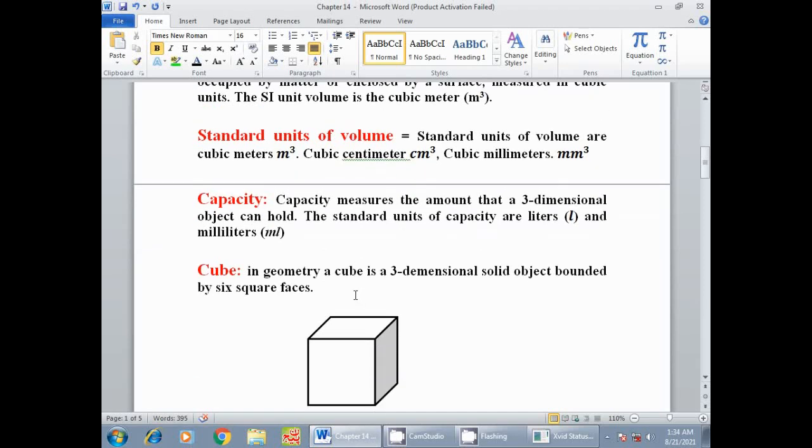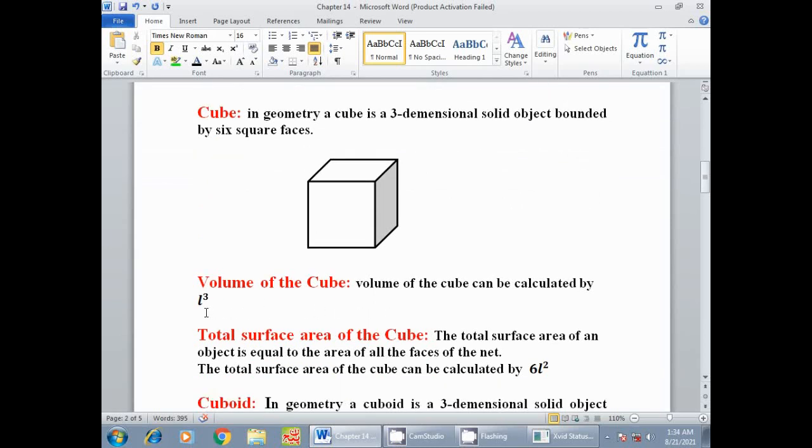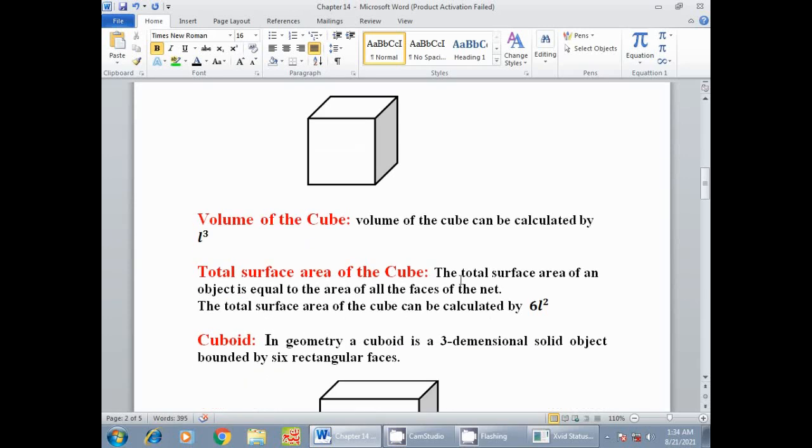Cube. In geometry, a cube is a three-dimensional solid object bounded by 6 square faces. Volume of the cube can be calculated by L raised to the power 3, or L cube. Total surface area of the cube. The total surface area of an object is equal to the area of all the faces of the net. The total surface area of the cube can be calculated by 6L square.